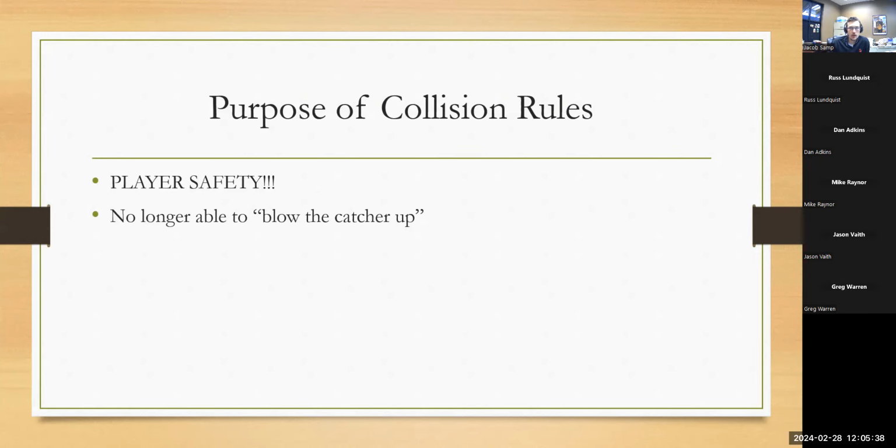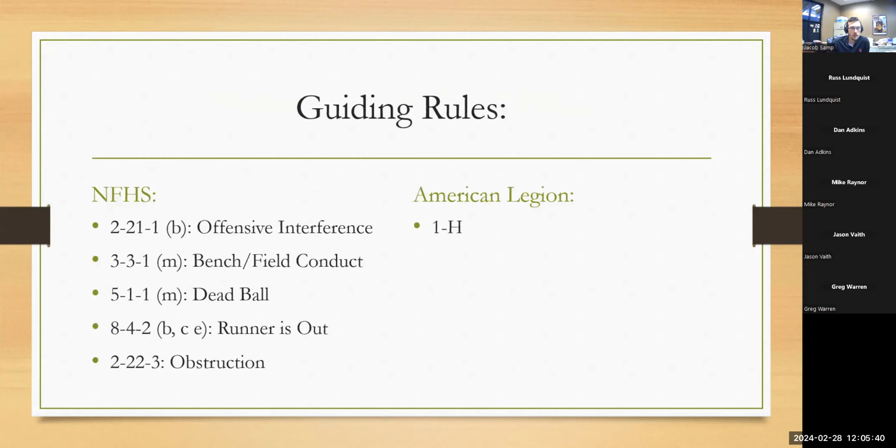So today we're going to talk about the two most prevalent collision rules in South Dakota baseball, which is the NFHS, the National Federation of High Schools collision rule, as well as the American Legion rule. And to put the collision rule together for the NFHS, we actually have to put a couple different rules together, as opposed to the American Legion rulebook, which just has one specific guiding rule.